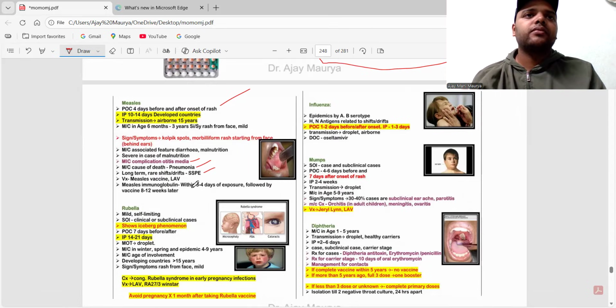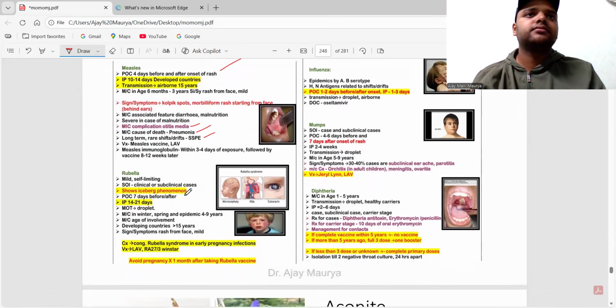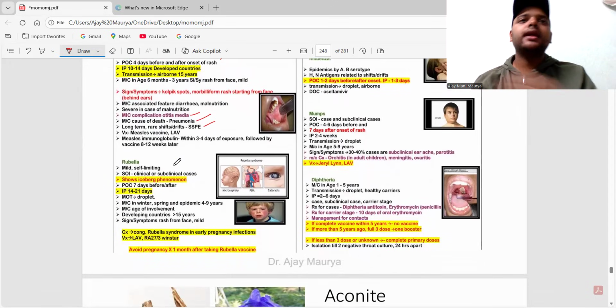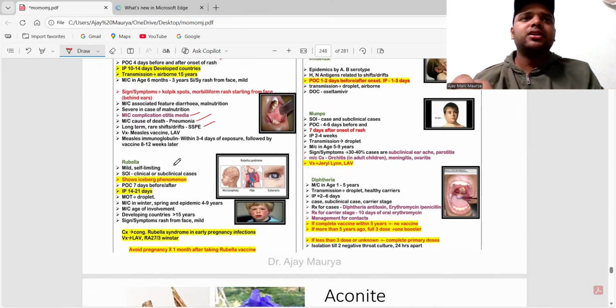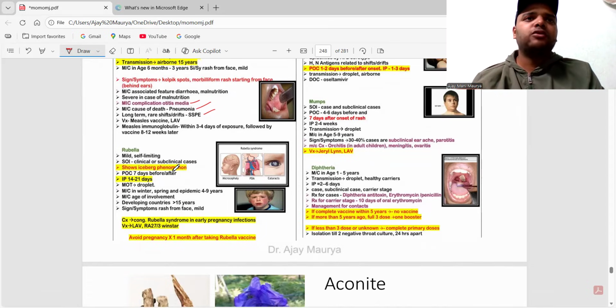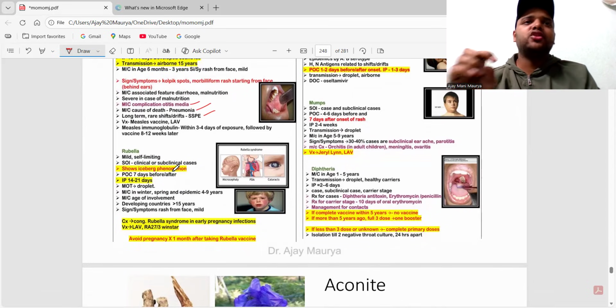Next one, coming to rubella. See rubella here. This is also called German measles. What you have to remember here is what happens in rubella.